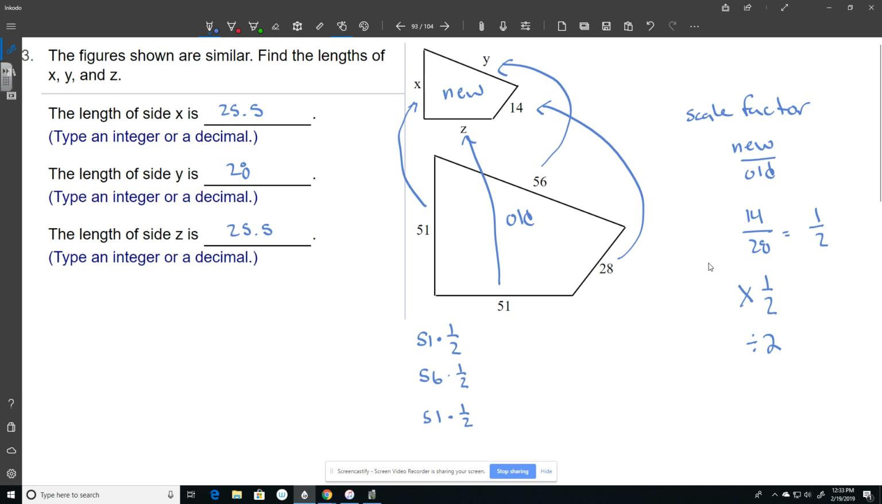This problem was nice because it's a 1/2. It's not guaranteed to be a nice 1/2. You might end up with something like 3/4 or 2/3 or some other fraction. So make sure you set it up as new over old.